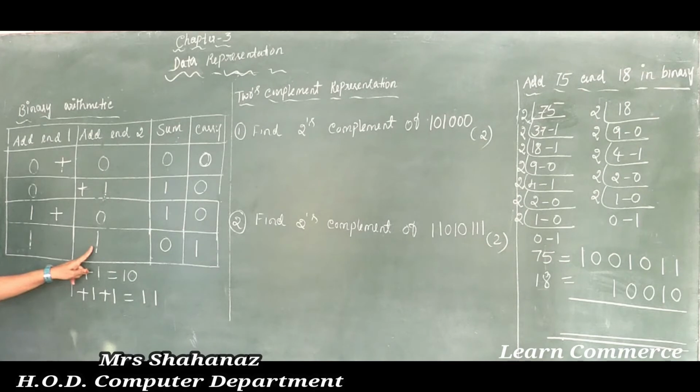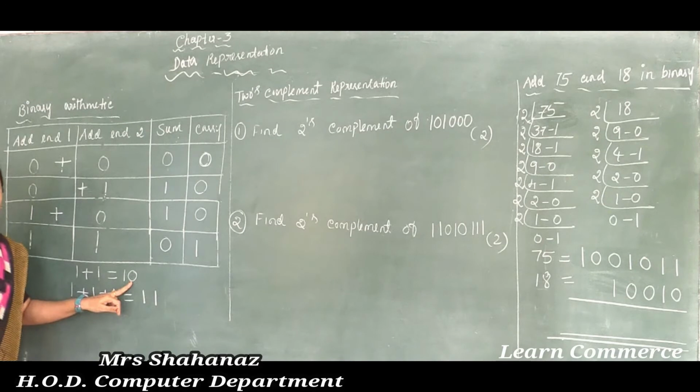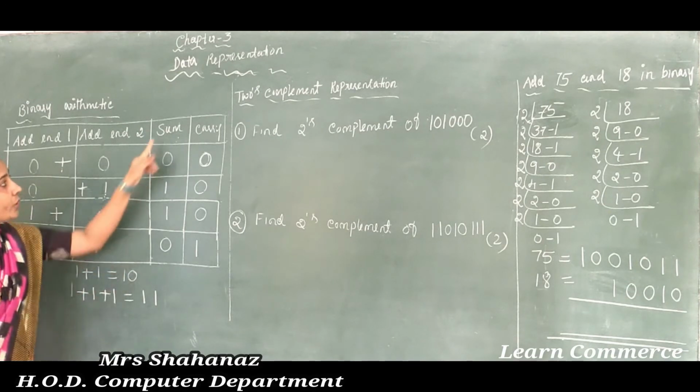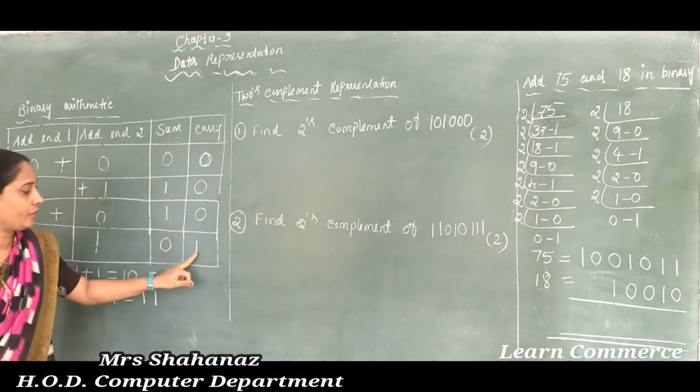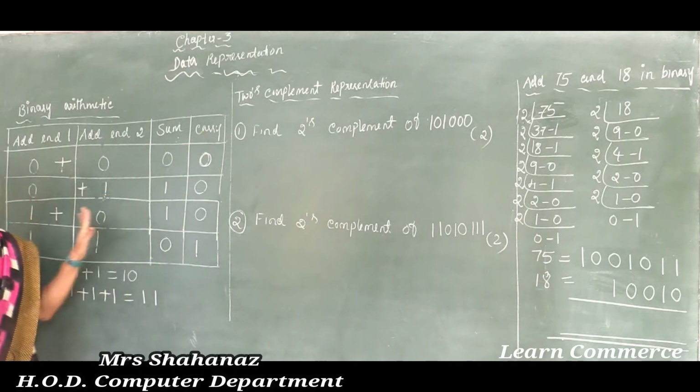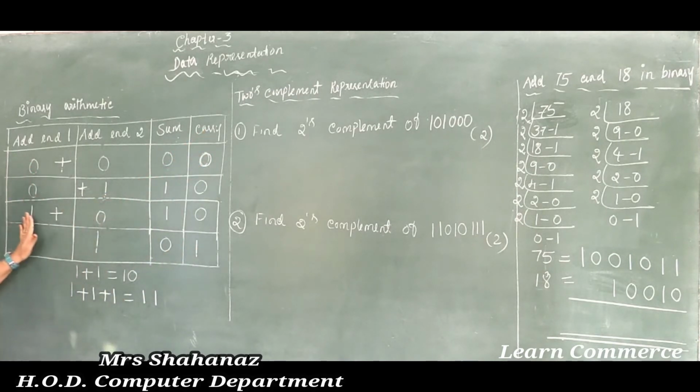Does everyone understand why I have taken 0 in the sum column? Because I already said about this. In our binary arithmetic, when you add 1 plus 1, the value will be 10 here. So in the sum column we need to write the value 0, and in the carry column we need to take the value 1. So this is the table about our binary arithmetic.